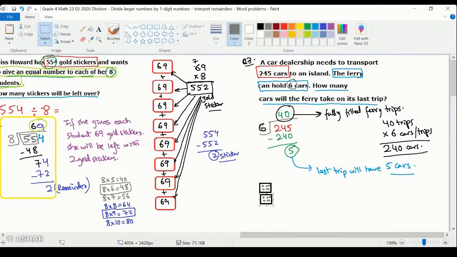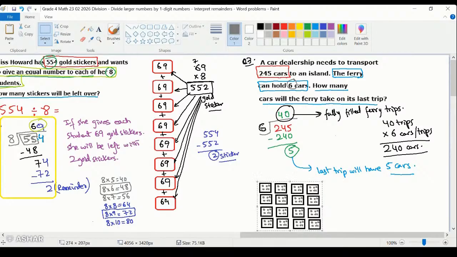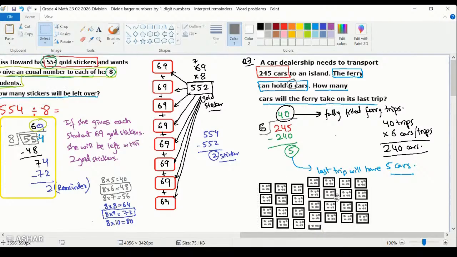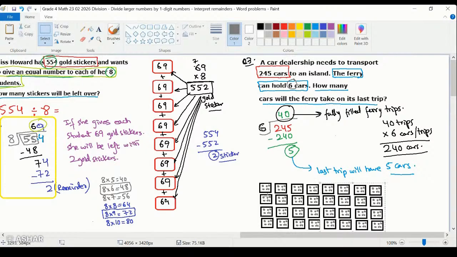12 cars. Agreed? How many cars are there now? 24 cars. Sorry, let me explain this first. 48 cars. 96 cars. And how many trips are there? 1, 2, 3, 4. 1, 2, 3, 4, 5, 6, 7, 8.